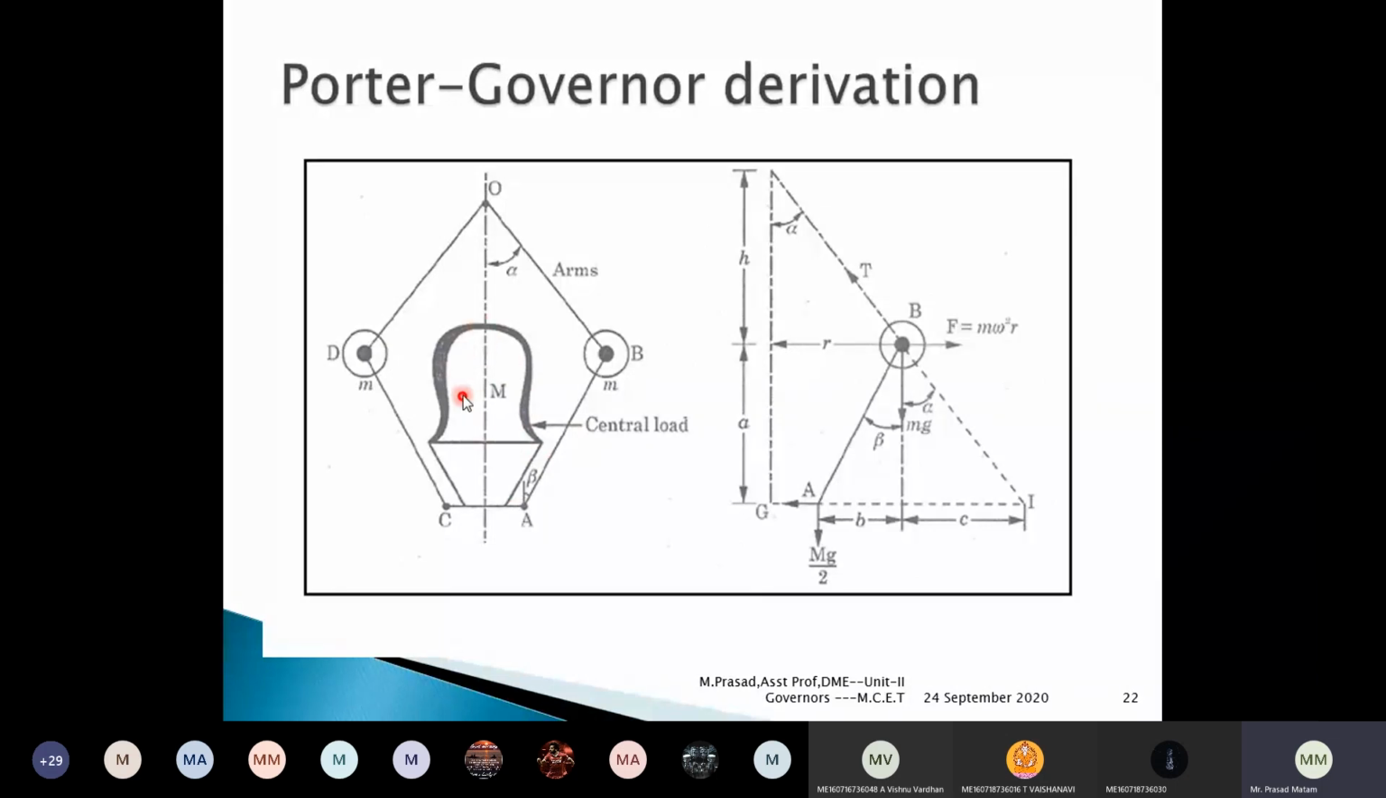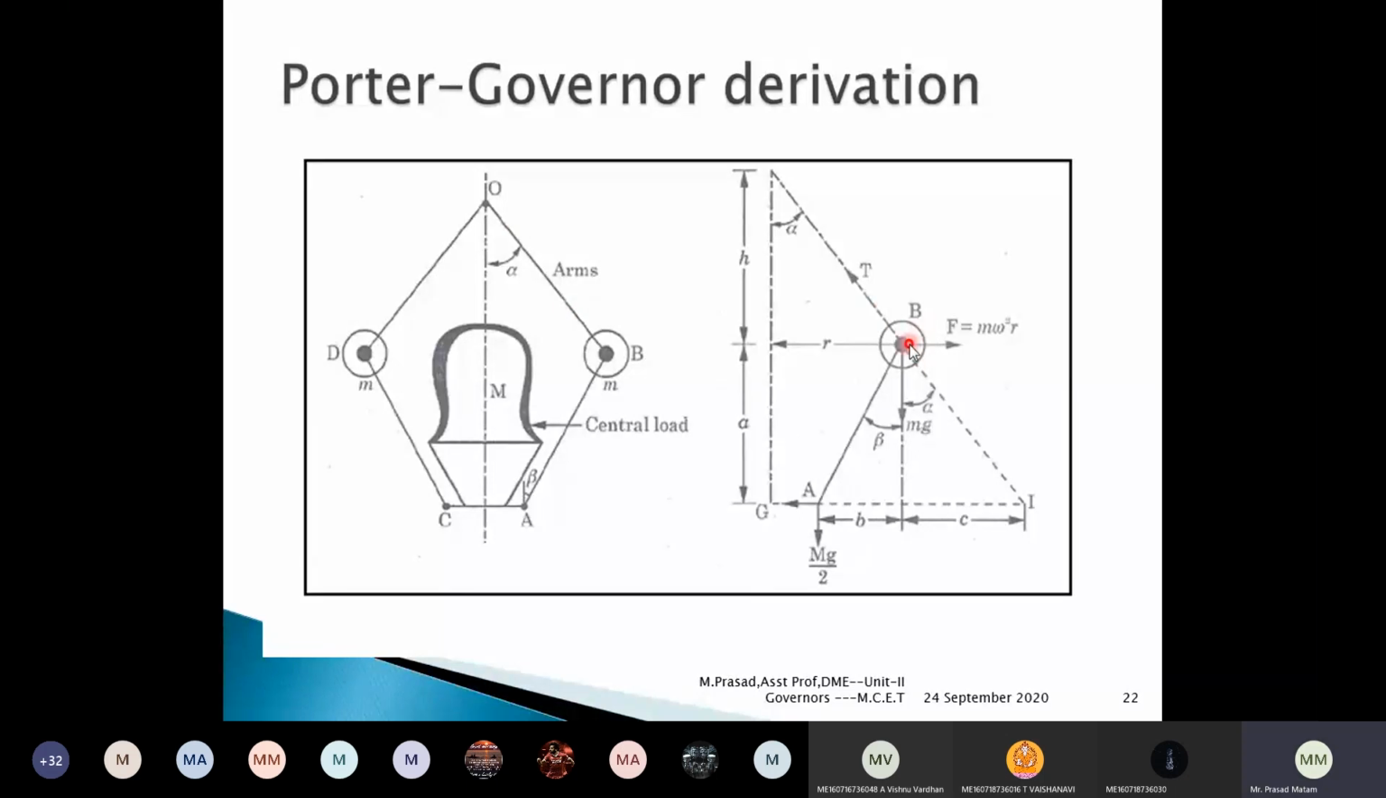This M is the central load, capital M, which is acting on the Porter governor, and small m is the mass of each ball. You can see the difference between small m and capital M. Small m refers to the mass of each ball, and capital M represents the central load acting on the sleeve.